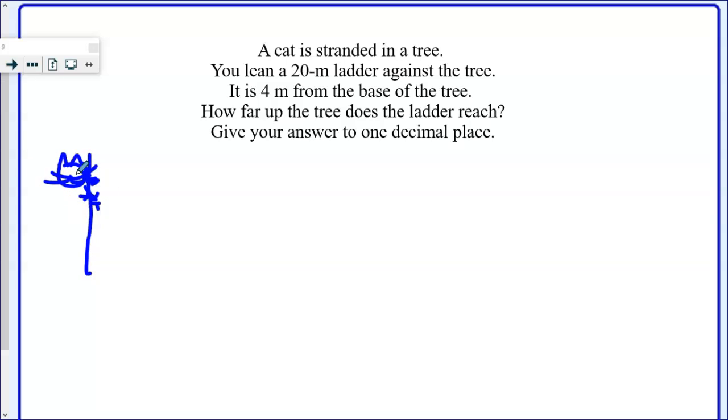And it says he's stranded. Yeah, he's stranded in my tree. You lean a 20-meter ladder against the tree. Okay, so there's my ladder. I know it's 20 meters. And it says it's 4 meters from the base of the tree. So I know this is 4 meters. I also know this is a right angle. Okay, so it's asking how far up the tree does the ladder reach.